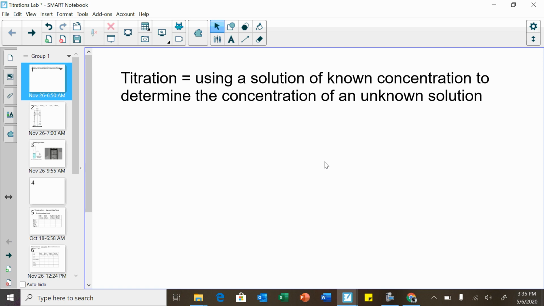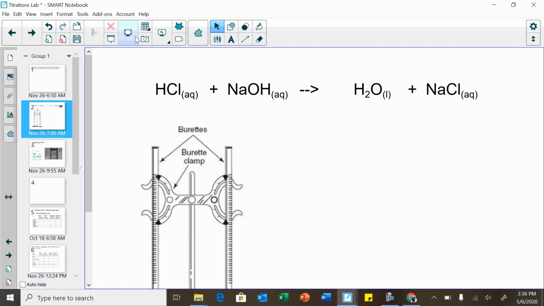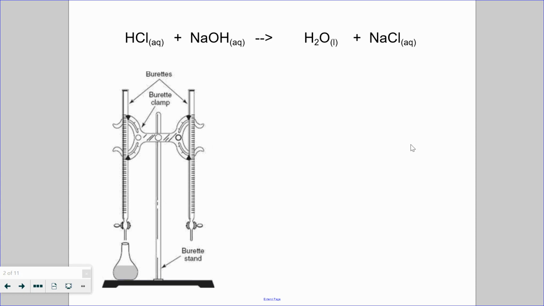Now, most of this is done in really small amounts nowadays. We're going to do it on a macro scale, or we would have done it on a macro scale. And we're going to use a set of equipment that's what I would consider to be the standard equipment you'd find in any chemistry lab in the country for doing macro titrations. And that would look like this right here. Let me make this bigger so we can see the whole thing. So this is the equipment that we would have used.